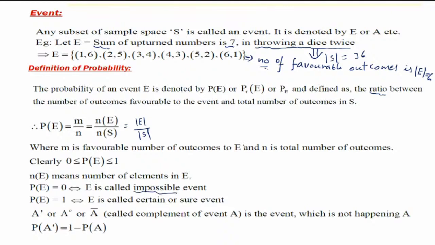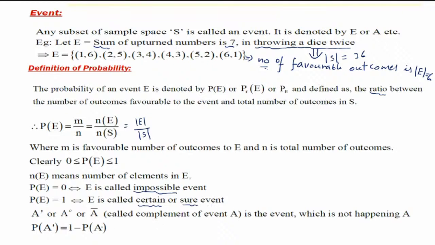Just general English language, daily things. The probability that the sun rises in the east. If I consider the event E, what is the probability? That is 100%, 1. The same question: the probability that the sun rises in the west. This is an impossible event. That's why the probability of the sun rises in the west is 0. So when the probability of an event is equal to 1, such an event is called a certain event or sure event.